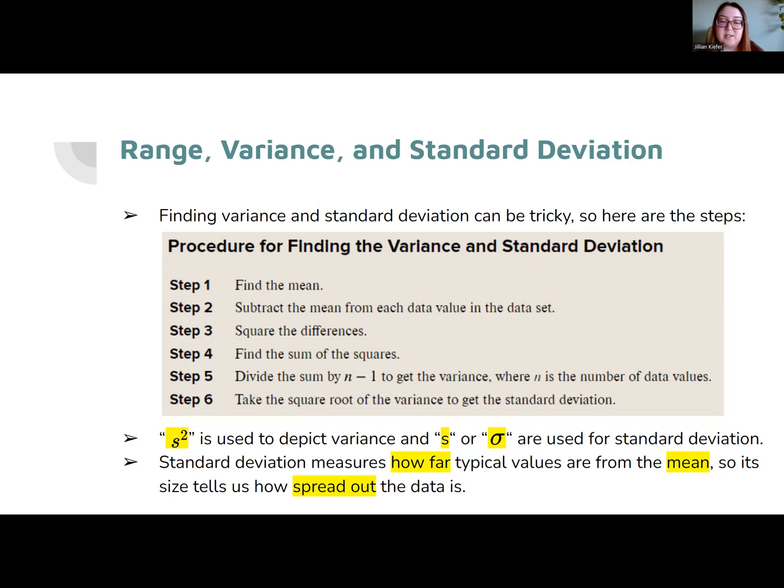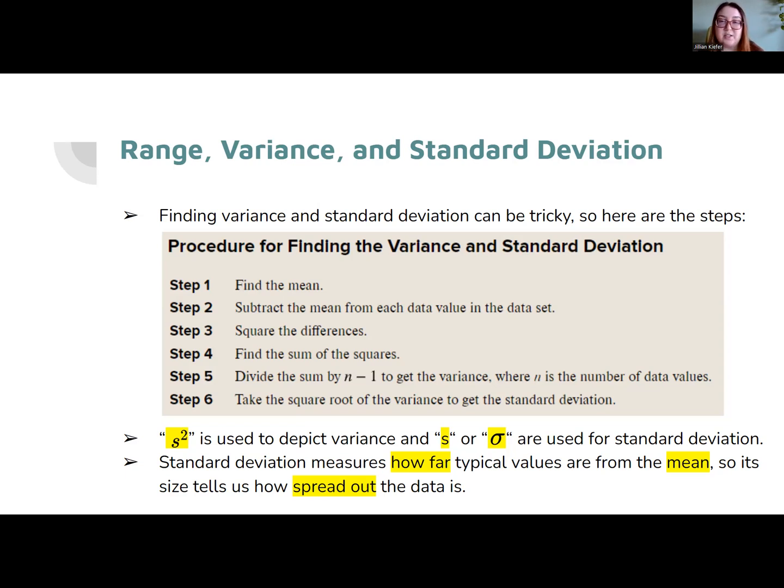We have s squared, or s to the power of 2, used to depict variance, because variance is just the square of standard deviation, or the exponent of 2 of standard deviation. S, or that little symbol there, is the lowercase letter for sigma in Greek. So we have that used for standard deviation in that case. So that is this very small sigma.